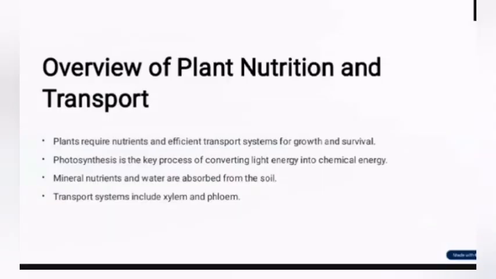So, an overview now. Plants require nutrients and efficient transport systems for growth and survival.